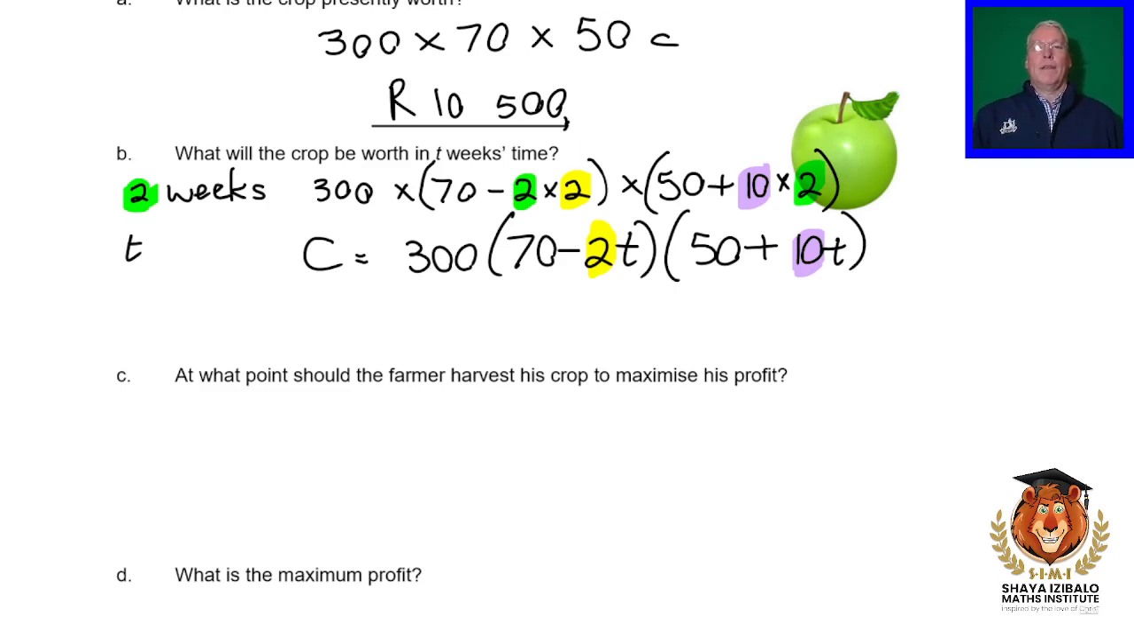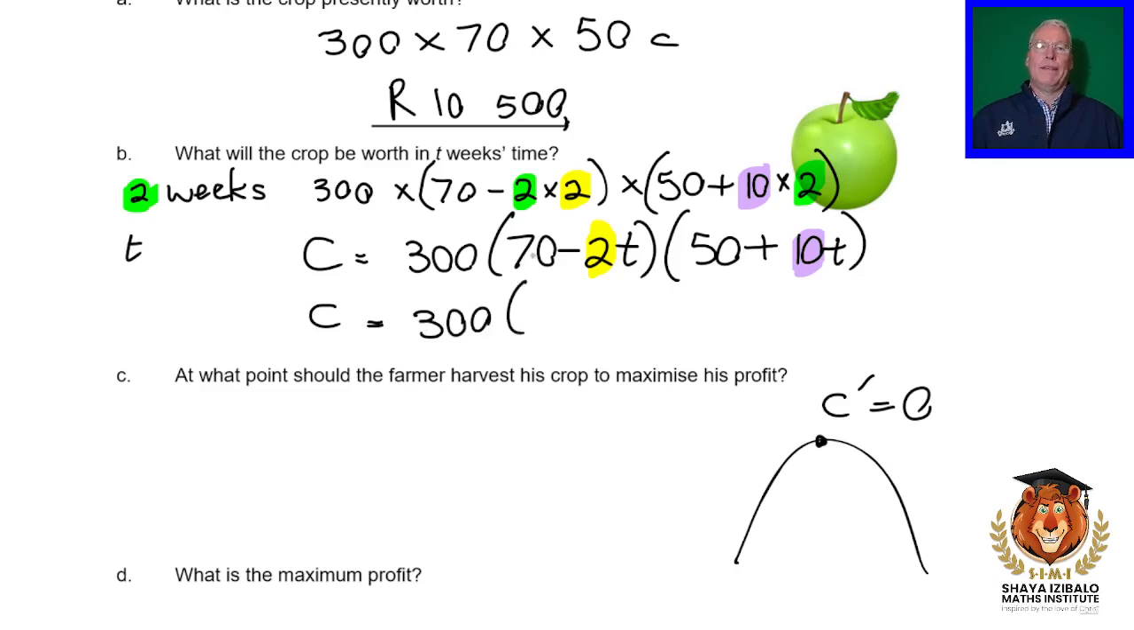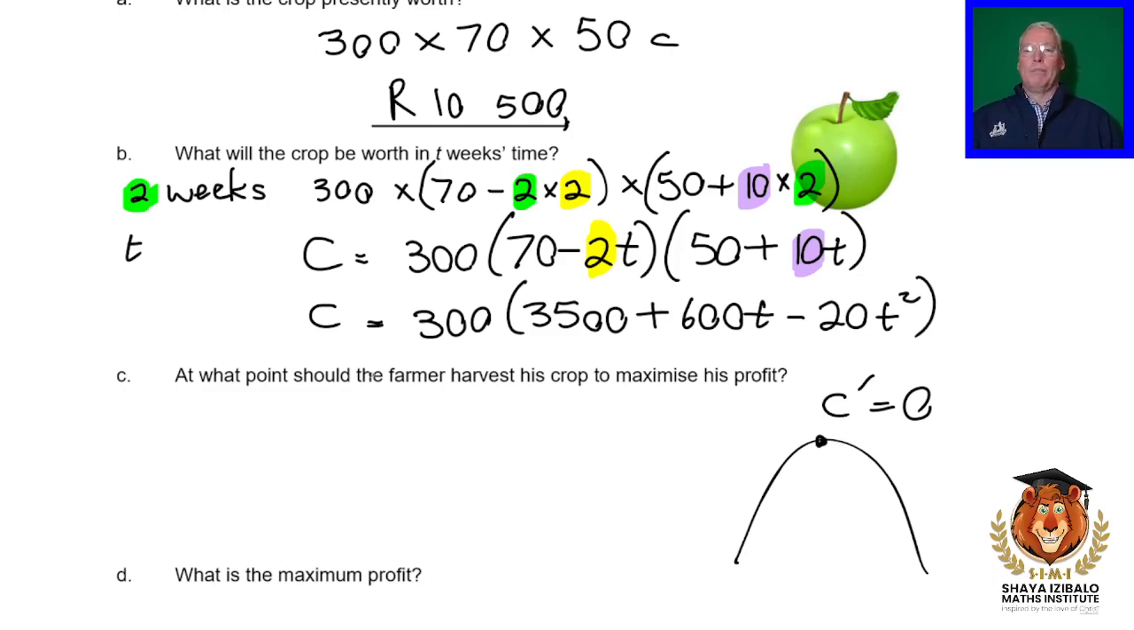Now we want to differentiate this because we want to find out where that happens. We want the derivative to be 0. So we're just going to work out what this actually simplifies to. If we multiply 70 by 50, we get 3,500 minus 100t plus 700t. So it's actually plus 600t, minus 20t squared. And then we've still got to multiply the 300 in.